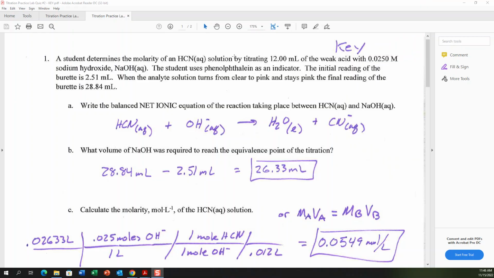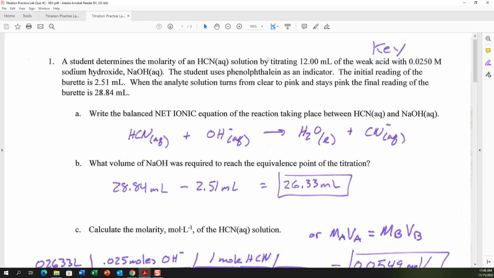Okay, so again, here is the first question. On the titration quiz, you're going to have one acid-base titration question, and you're going to have one redox titration question. Remember, we did an acid-base titration lab, and we also did a redox titration lab. So we've done the labs, we've done practice with it. So hopefully you get it. All right, but let's go into this.